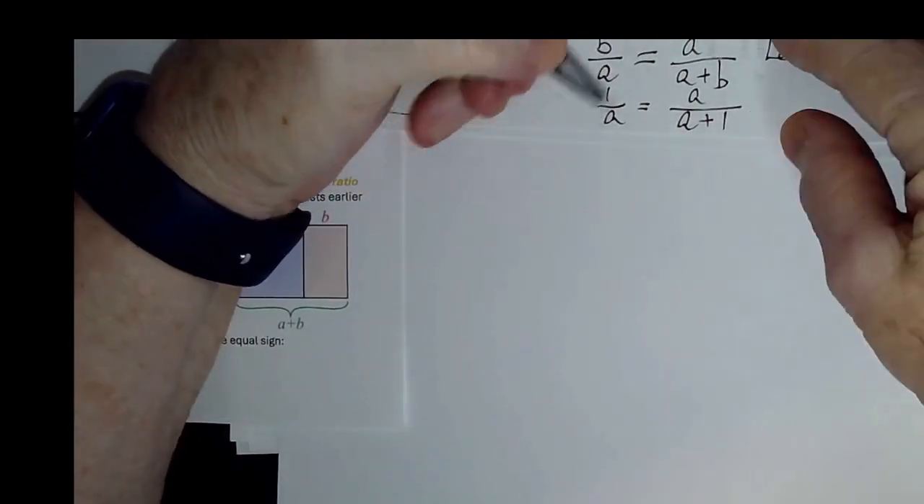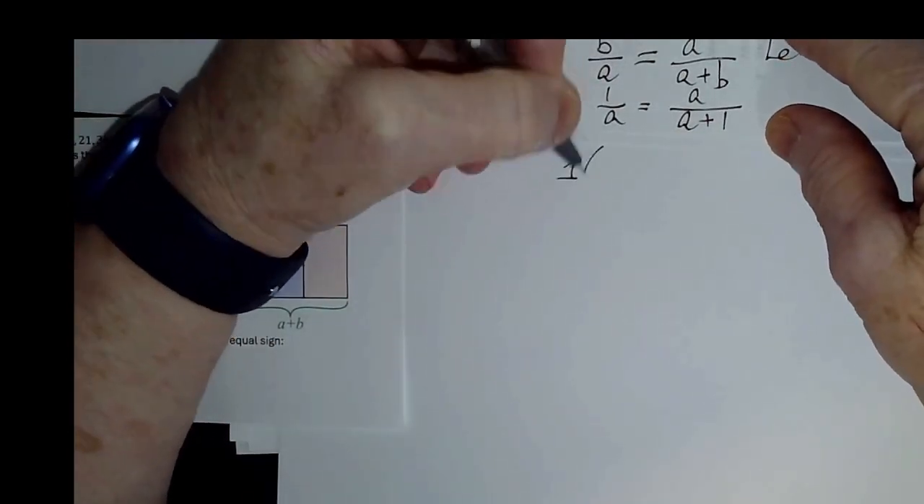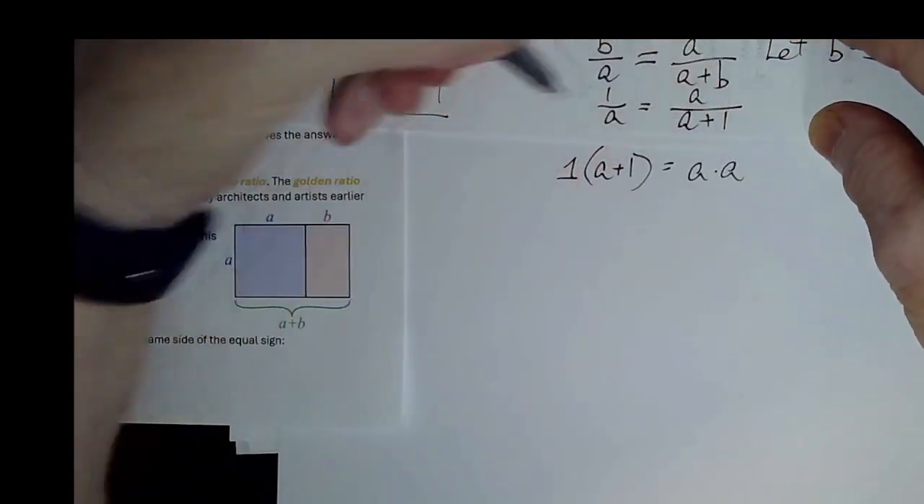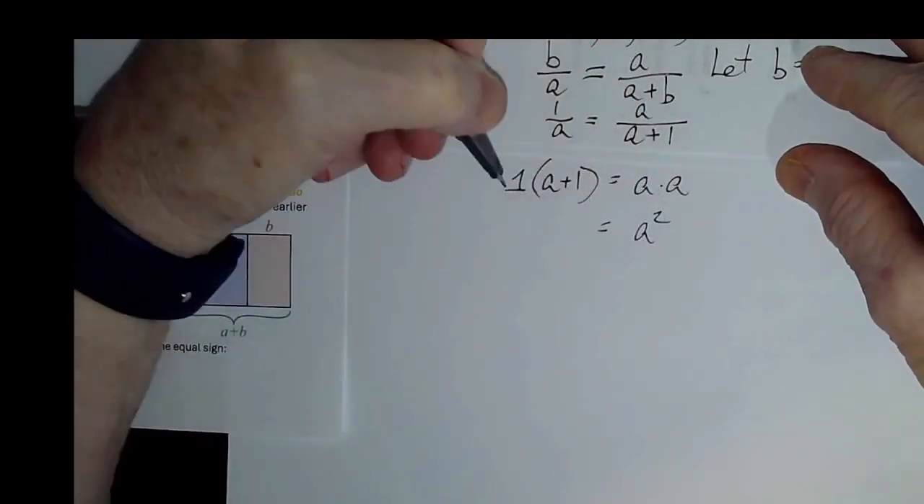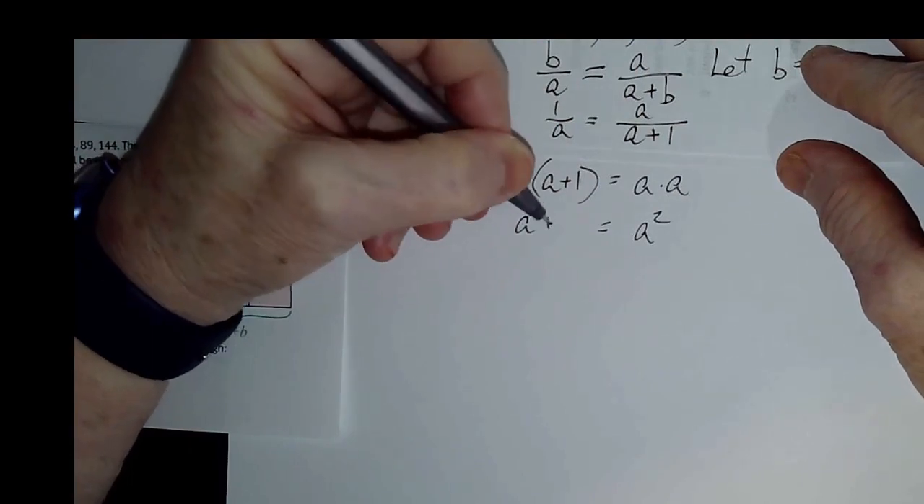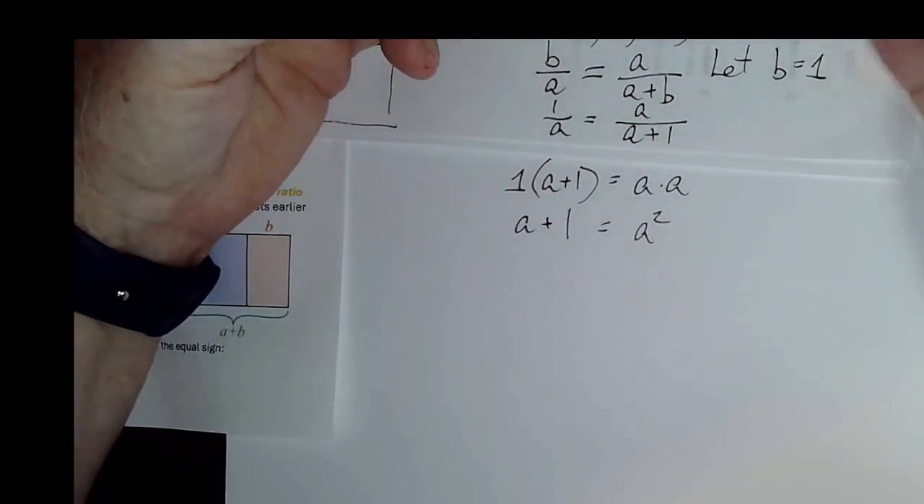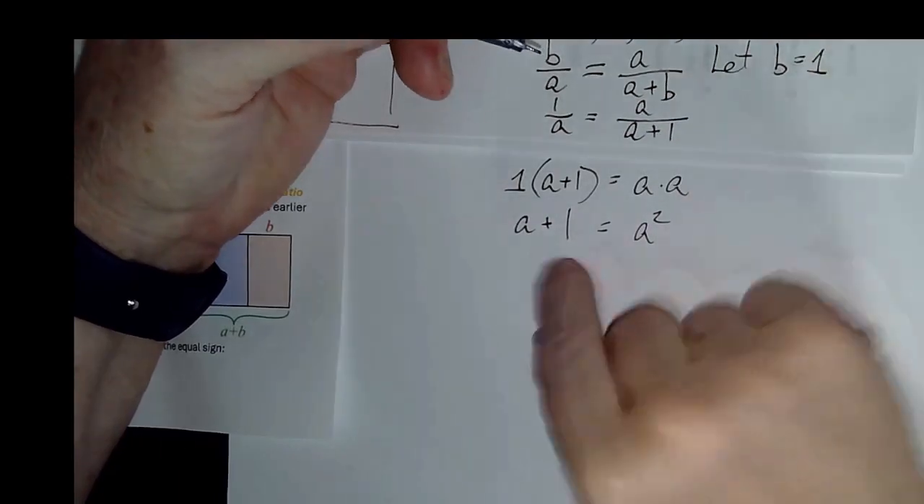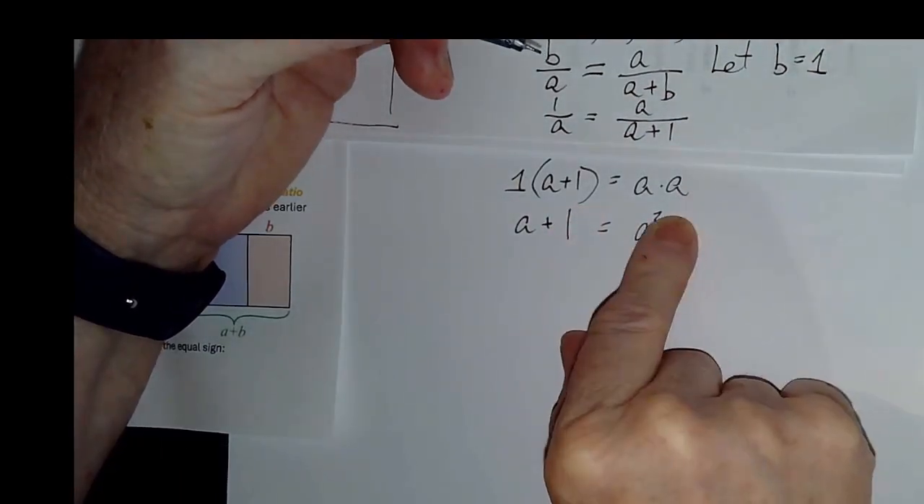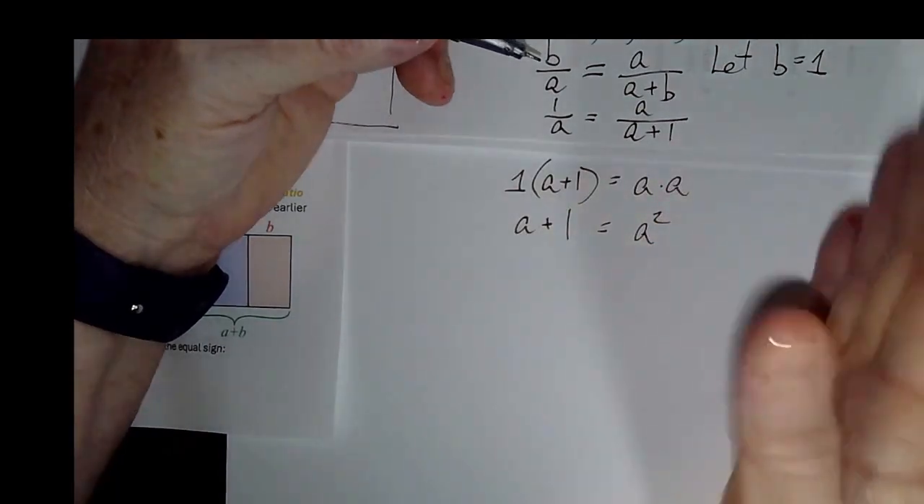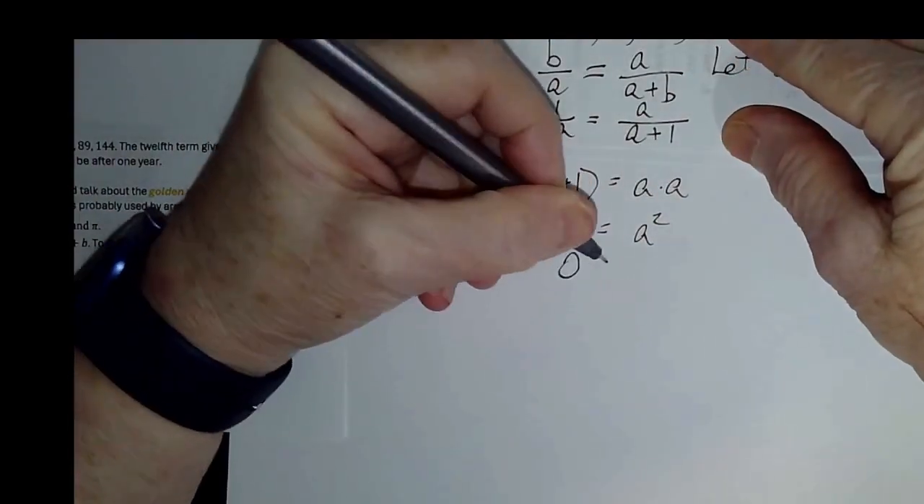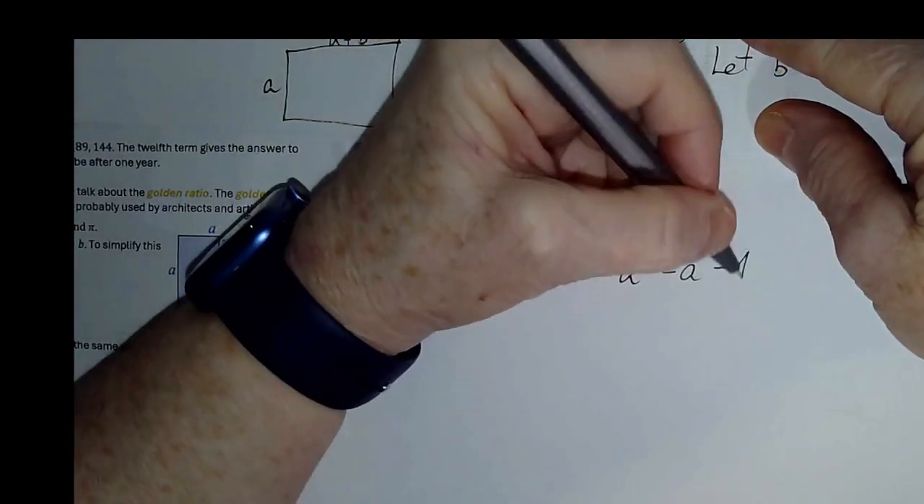Well, we know how to deal with this. We can cross multiply. So that means we have 1 times A plus 1 equals A times A. A times A, that's A squared. 1 times A plus 1 is just A plus 1. But we're trying to find A. So I've got a square. I need to put all the terms on the same side. A squared minus A minus 1.